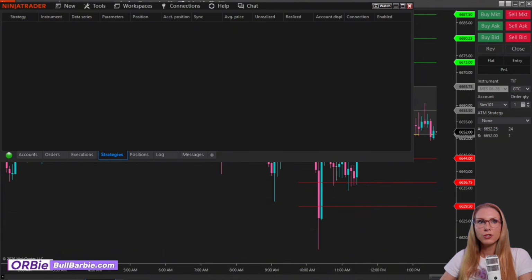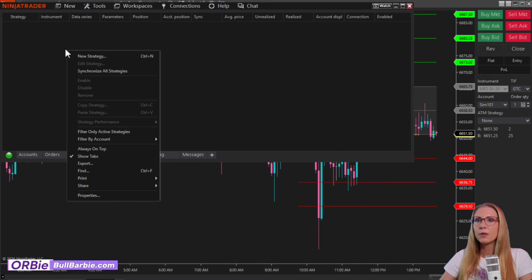And then once you have a strategy imported, there's a couple different ways that you can get it running. The first way I'm going to show you is by adding it to your strategies tab. You can also add it to a chart and you'll get a couple of extra little features there. There's also some extra nuances, but we'll go into that.